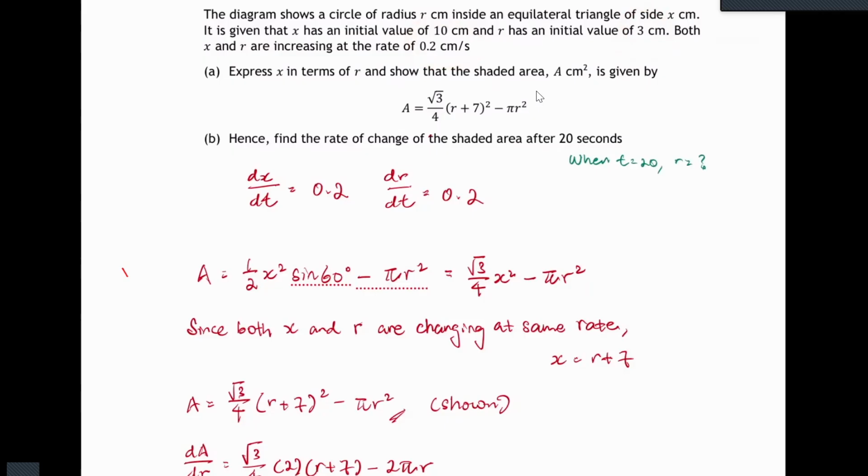That means every second r grows by 0.2 cm. So if I start with t equals 0, r is 3 cm. If I increase by 20 seconds, and the rate of this increase is 0.2 cm per second, I can calculate what is the value of r when t equals 20. Because every second, r increases by 0.2 cm. So after 20 seconds, r will increase 20 times 0.2. That is a total of 4. 4 plus 3, I'll get 7.